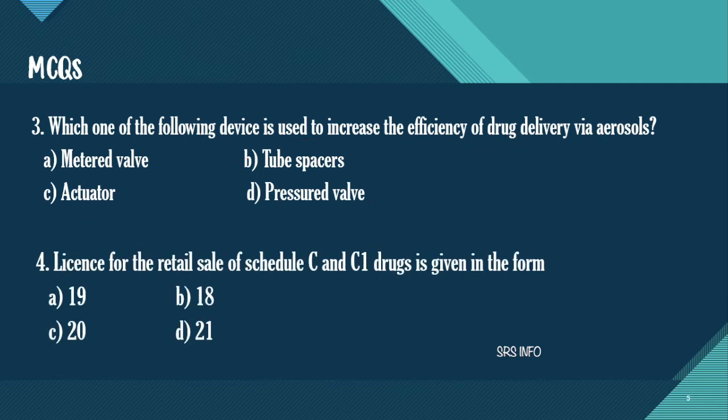The license for the retail sale of Schedule C and C1 drugs is given in the form... It's a very important question. Schedule C and C1 drugs are given in Form 21. What are the drugs which come under Schedule C? Biological and special products like sera, solutions of serum proteins, etc., and all biological, vitamin and antibiotic preparations which are administered through the parenteral route.